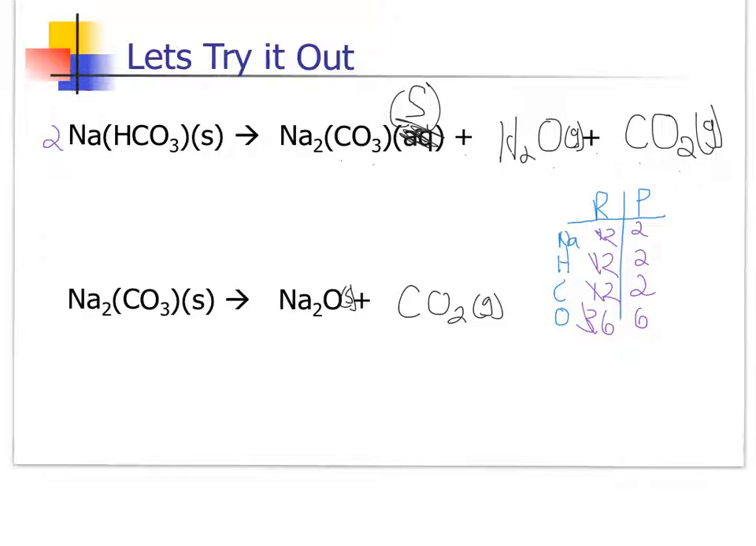Now in the next example, I can actually see that it's already balanced, that I have 2 sodium on both sides. I see that I have a carbon on both sides. I have 3 oxygen also spread out on the product side between a 1 and a 2. So no further balancing is required.